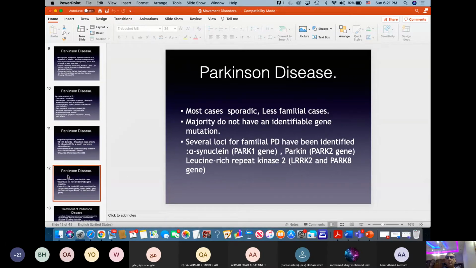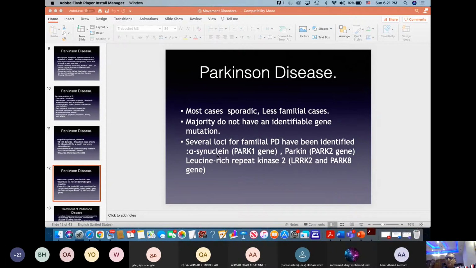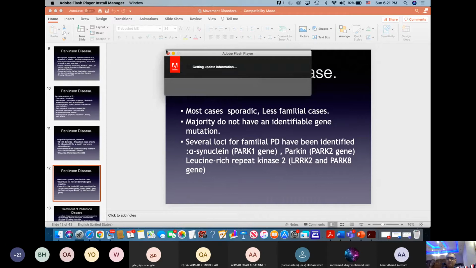Now, most cases of Parkinson's disease are sporadic. However, there are familial cases, genetic, and we see it mostly in the young. And there have been genetic loci identified in familial Parkinson's disease, like the alpha-synuclein gene mutation.